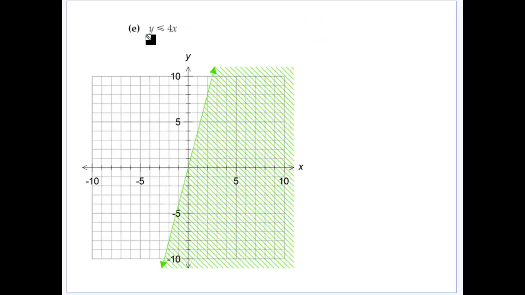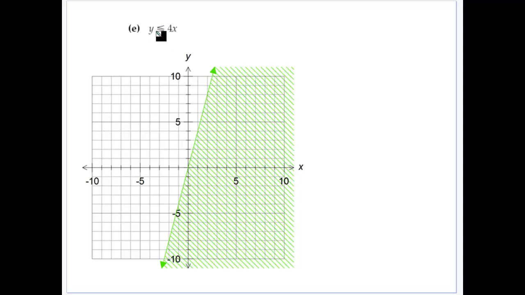And y is less than or equal to 4x. Well, 4x here goes through the origin. So it's going to go through the origin there, and we can see it'll go through the point 1, 4, because when x is equal to 1, y is equal to 4. It's equal to, so it's a nice solid line.